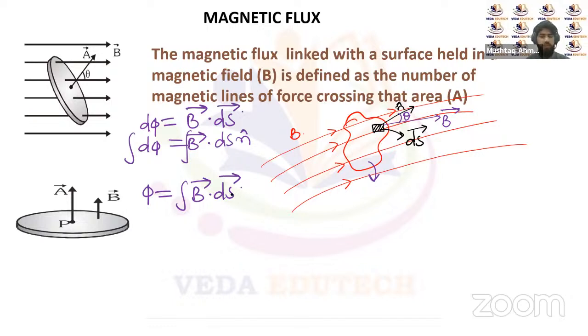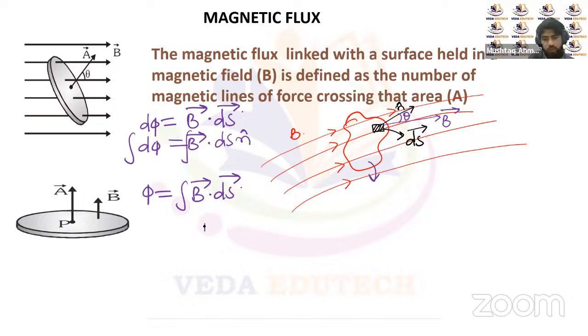So it gives an idea about the intensity of the magnetic field or the magnetic field lines. It is a measure of the magnetic field lines, or the density of the field lines, which crosses through an area. That is the significance of magnetic flux, correct?